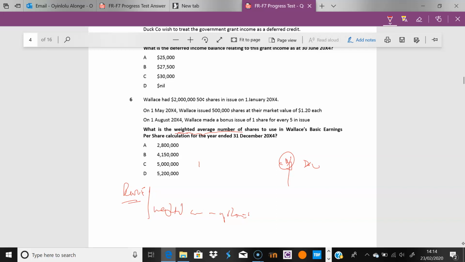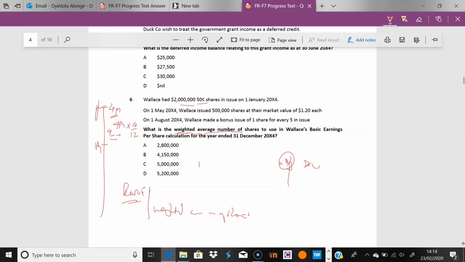So what do we have here? It says that you have $2 million worth of 50 cents shares. So in effect, I'm just going to draw a little timeline. You have 4 million shares on the 1st of January. All we're doing is weighting them to make sure that we get the actual number of shares that generated the income over the period. So we have January all the way to the end of April, which is the 1st of May. So that's 4 months. So I'm saying I had 4 million shares over 4 months out of 12. That's the first step.